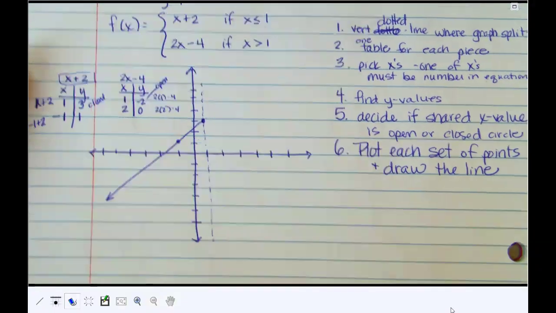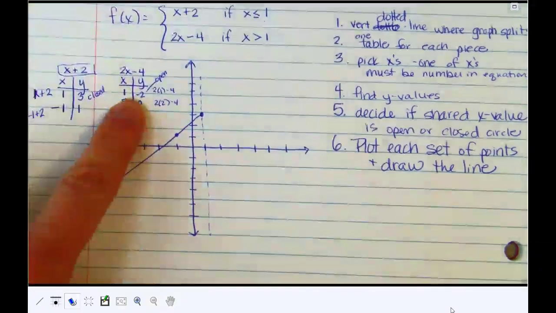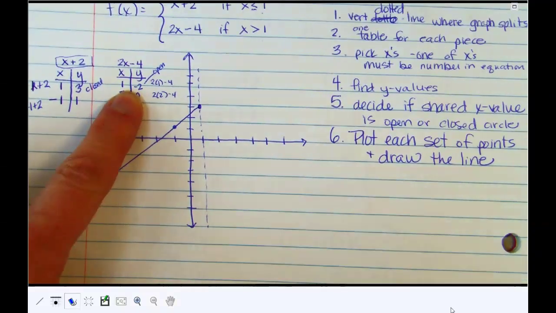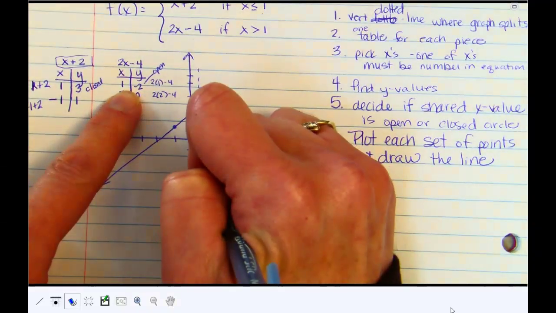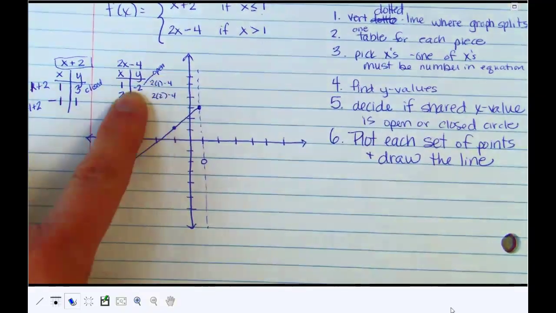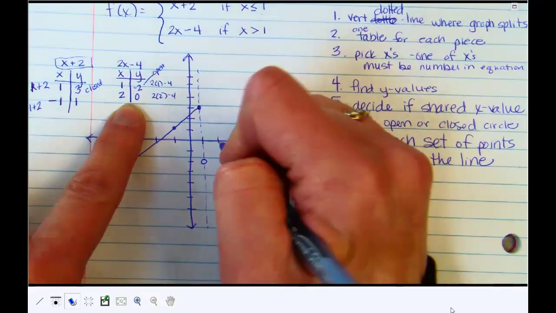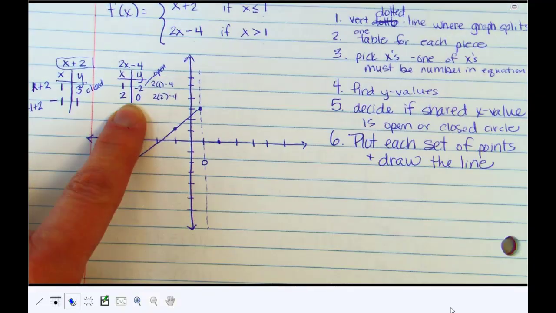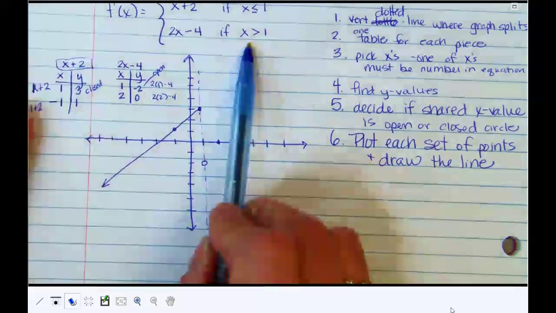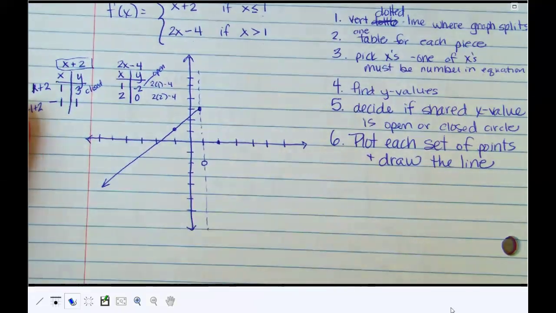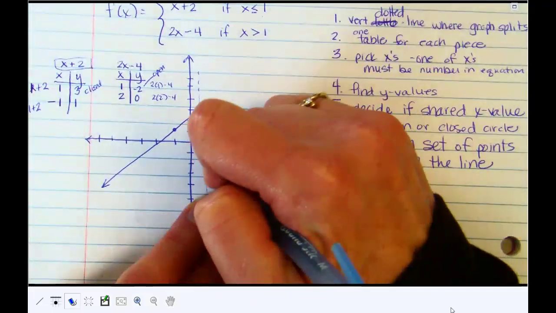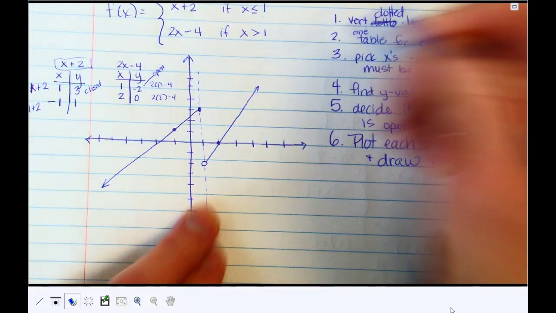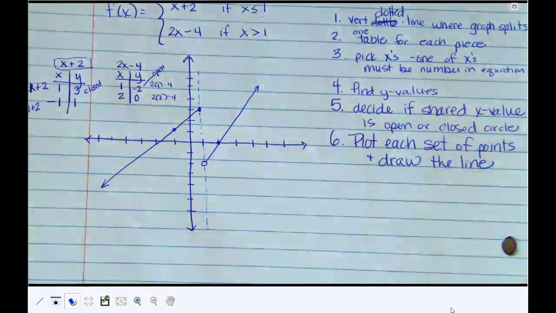Okay, now this guy, his coordinate point is 1, negative 2. So that's open because it says it's open. I found that. The other one is 2, 0. Now, this line is numbers that are more than 1. So I'm going to be graphing him to the right. There's my piecewise function. Not connected. Sometimes they connect, sometimes they don't. Okay, we'll practice a couple times tomorrow.